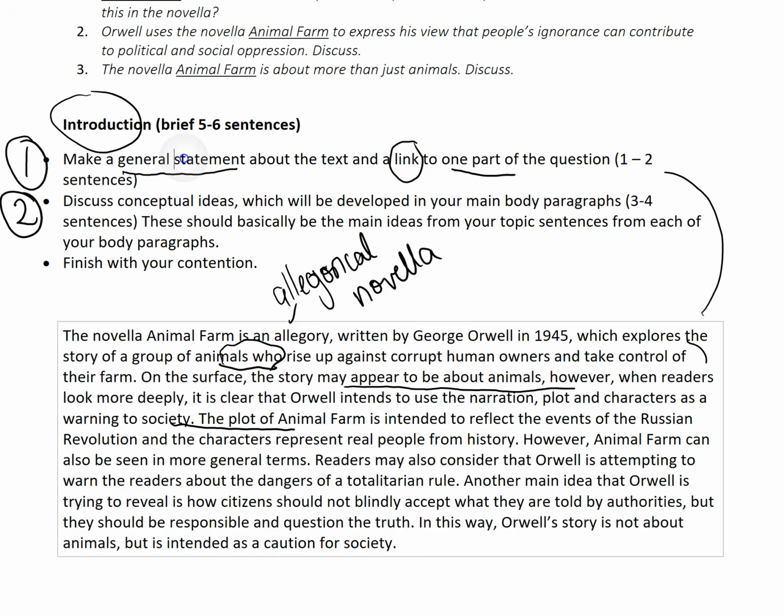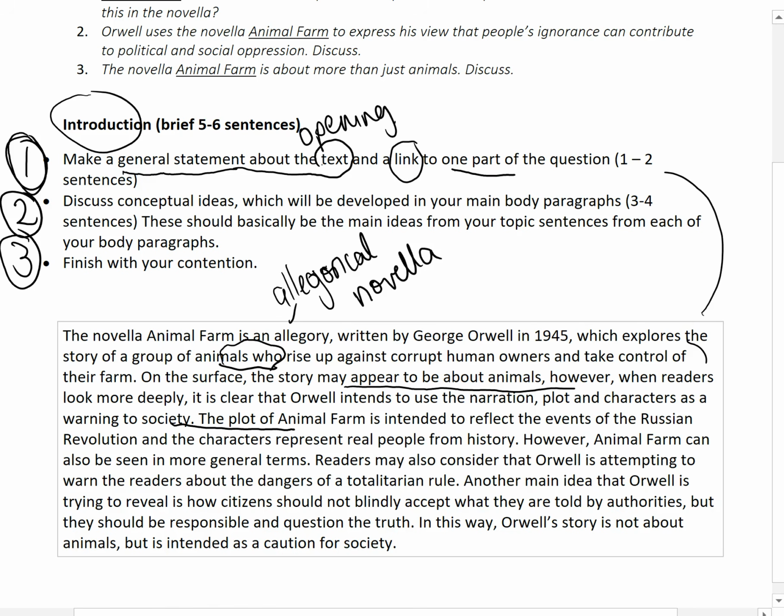And there is a really simple formula that you can follow to do perfect introductions for all your text response essays. There's a 1, 2, 3 step process, 3 things that need to go into your introduction. The first thing is an opening sentence. The opening sentence needs to have a general statement about the text, okay?